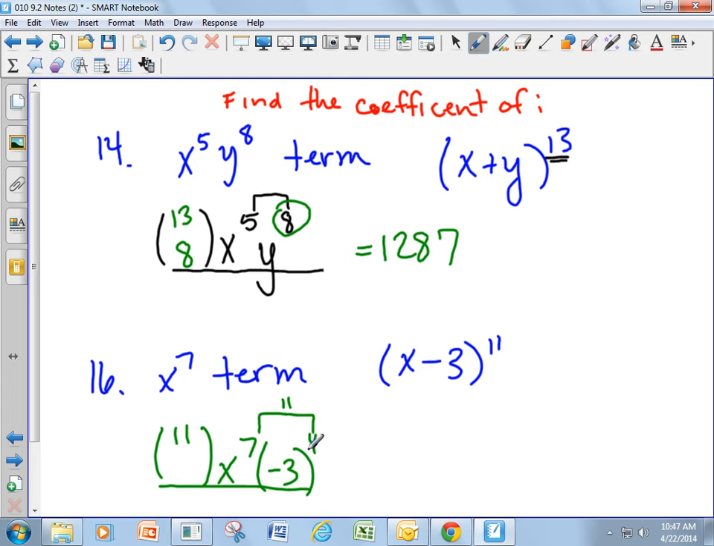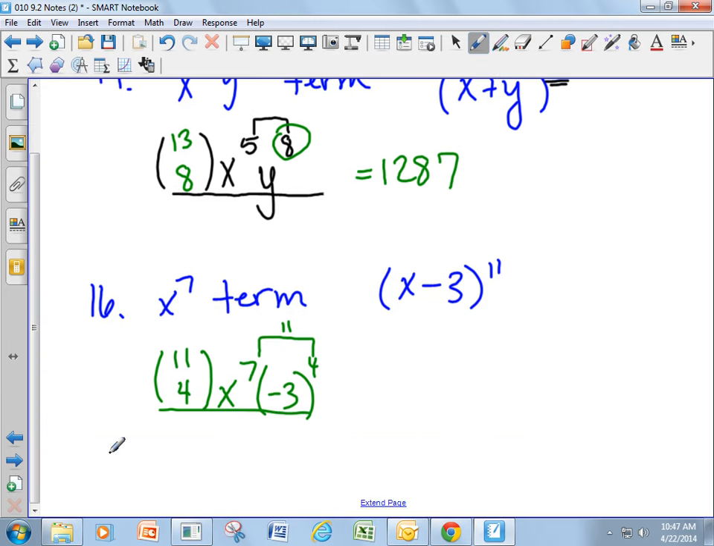So I know my b is on the 4th, and remember what we just said, whatever power that b is on, that is what your combination should be being done with. So I'm going to take 11 combination with 4, and then I have an x to the 7th. And here's the tricky part of this one. There's more numbers involved in this term than just the combination out front. So you have to do -3 to the 4th, which is 81.